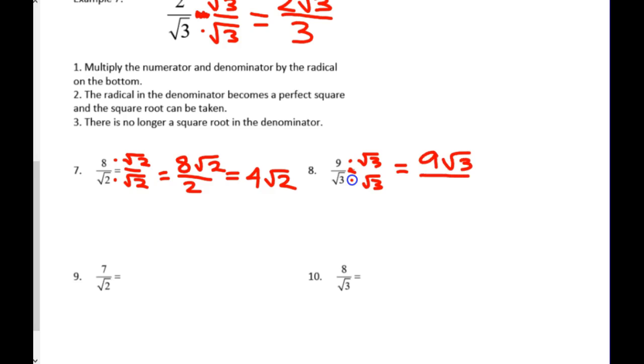And on the bottom, no square root. That's why we did this, to get rid of the square root. So now it's just, what goes on the bottom? Well, so check it out. When you do a square root times itself, the square root goes away. So square root of 3 times square root of 3 is just 3, right? Can we reduce this? 9 divided by 3 is 3, so we get 3 square root of 3.